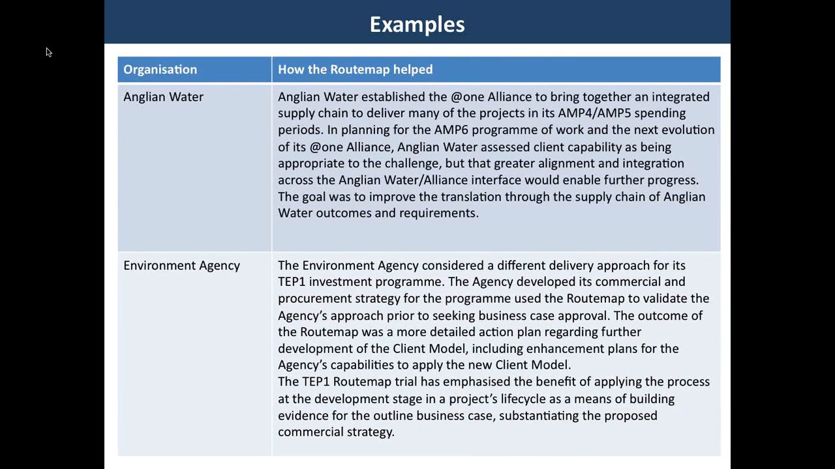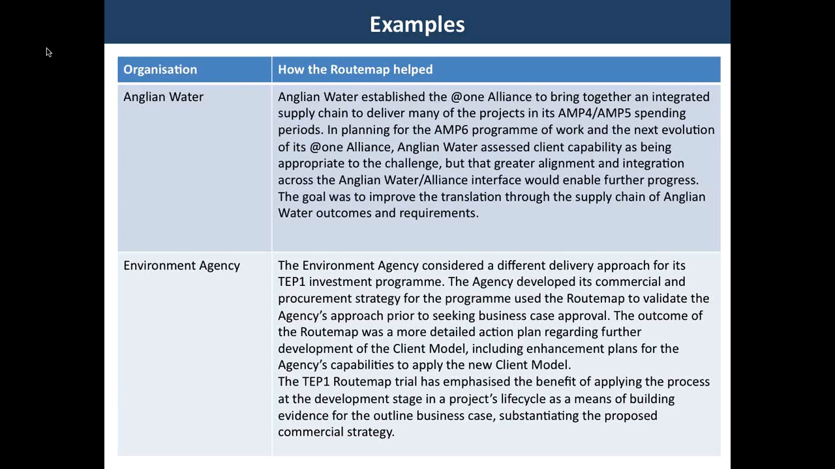So briefly, I'll go into some examples of how the Routemap has been applied and the results it has achieved for the organizations in the pilots. So firstly, if we look at the Anglian Water example, Anglian, or the @ONE Alliance, used the Routemap to review the proposed strategy for the reprocurement of that alliance and their supply chain. The review was undertaken early in the overall process to really test the principles of the proposed model and to ensure that any gaps identified could be sufficiently addressed through the incorporation into the existing development plans.